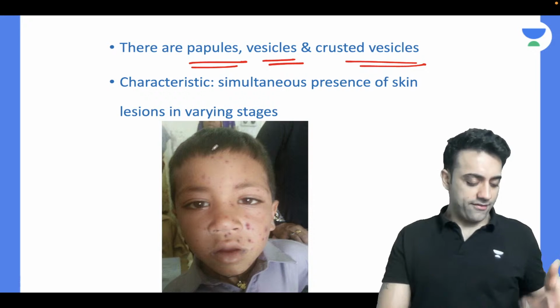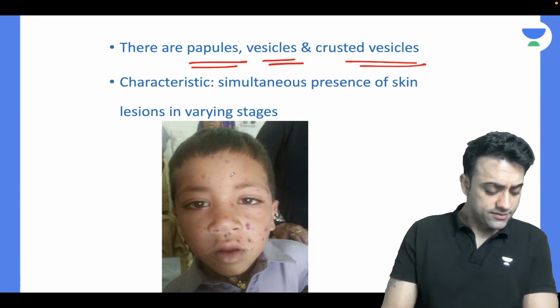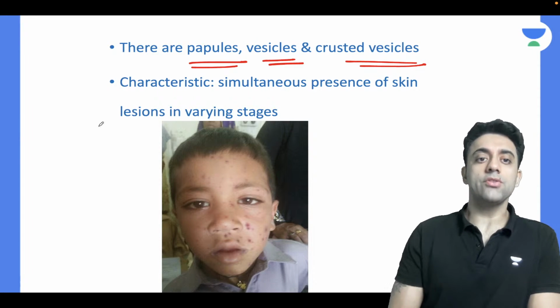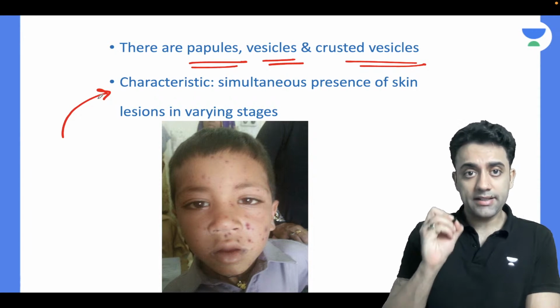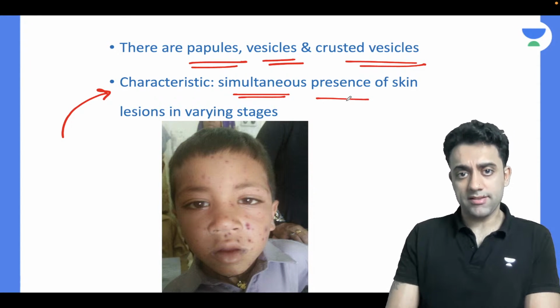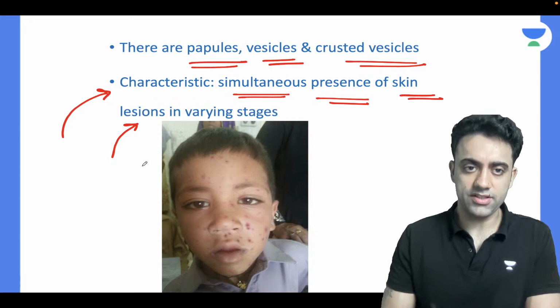So now again, everyone knows about it. Very importantly, the characteristic lesion of chickenpox is the simultaneous presence of skin lesions in varying stages.